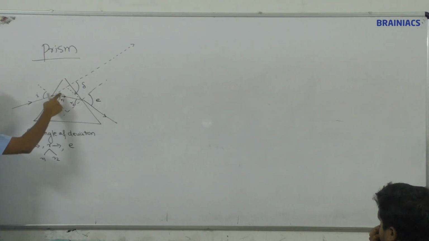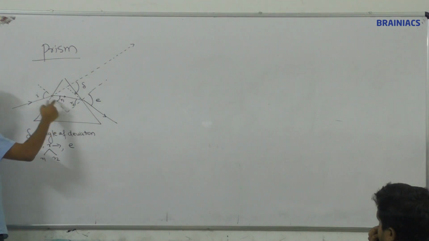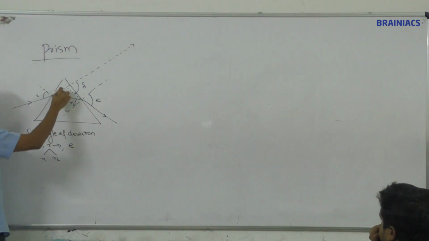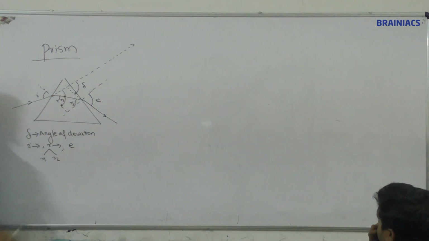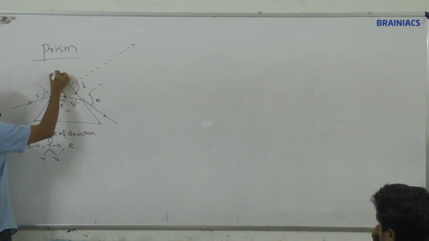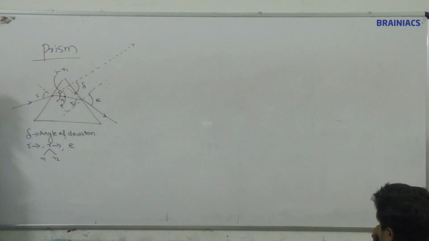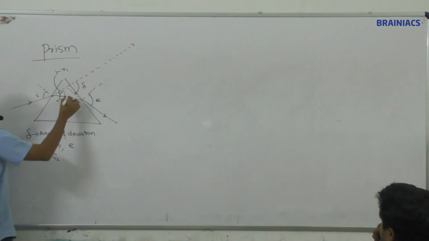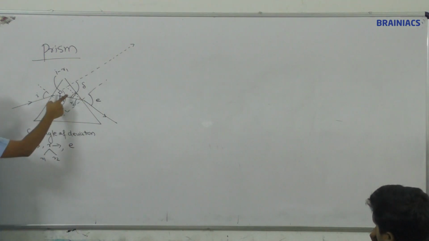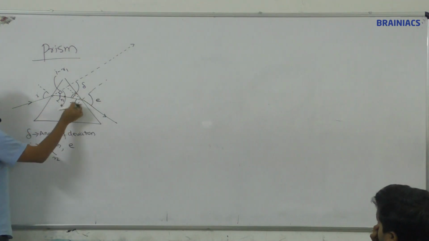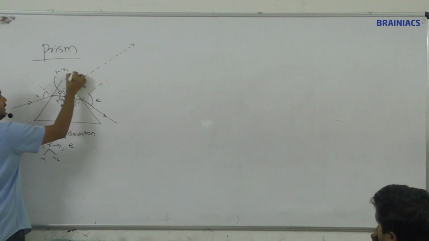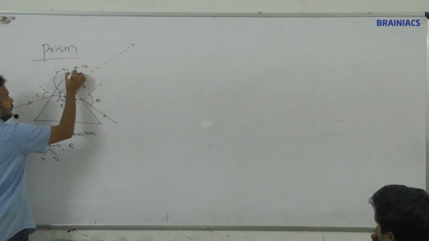This total angle is called the angle of incidence, and this total angle is I. So what is this angle? This angle is I minus R1. Similarly, what is this double line angle? In total it is E, and R2 is subtracted, so this angle comes as E minus R2.